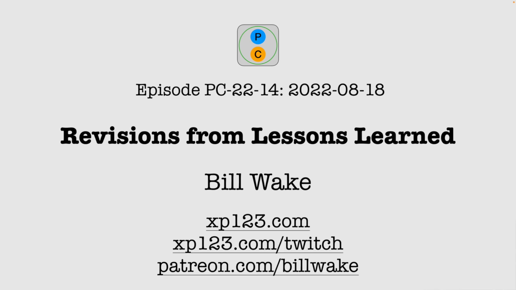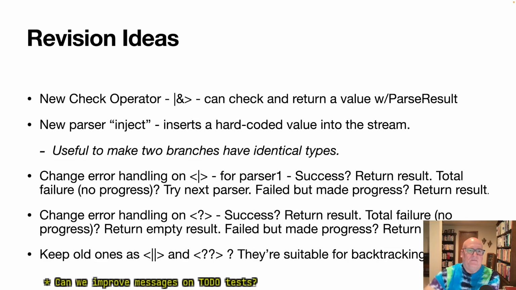Revisions from lessons learned. Okay, so one thing is we introduced this bar greater or bar ampersand greater to return a value with a parse result. We actually implemented that one in our code in the basic interpreter, and I'd like to pull that back in here. The check operator we have, we got rid of that. It was kind of awkward, so we're just gonna change the whole semantics and drop the old check operator.